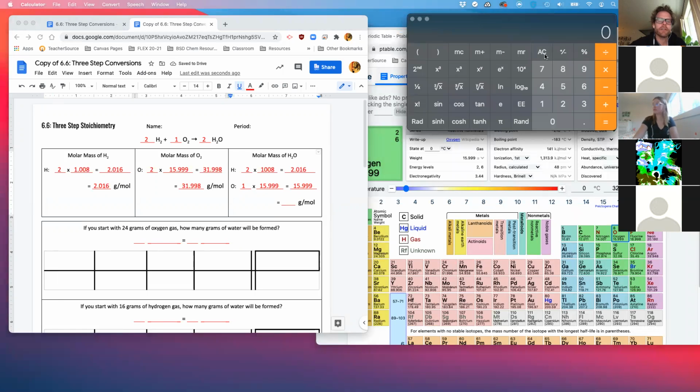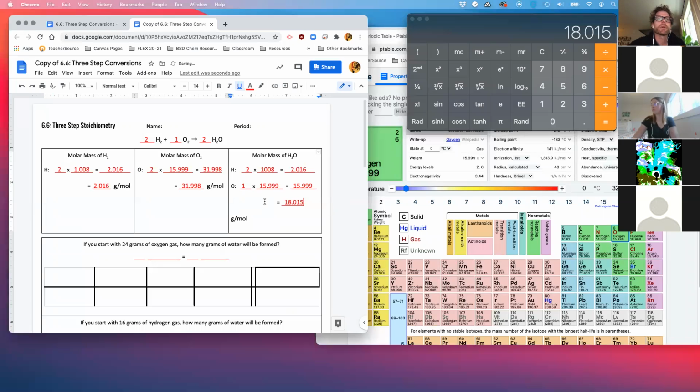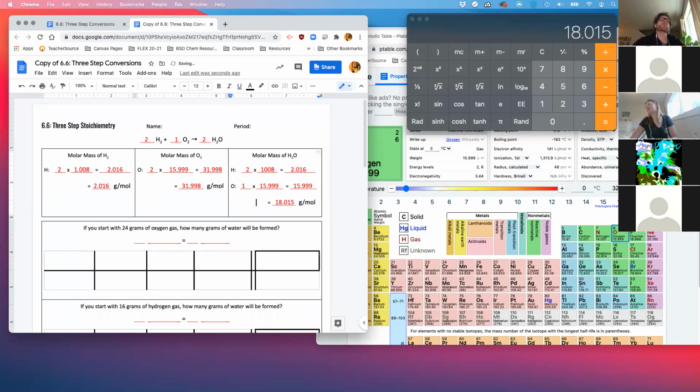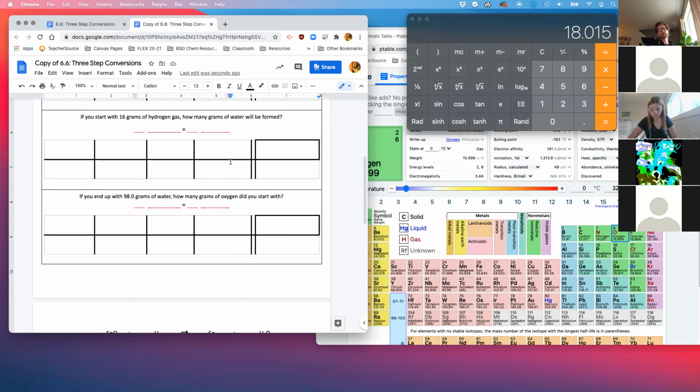And if you want to use a calculator, you can. 2.016 plus 15.999 equals 18.015. I'm just going to keep it nice and long. Bam. So what I did is I calculated the molar mass for all of my reactants and products, which I'm going to use down here.